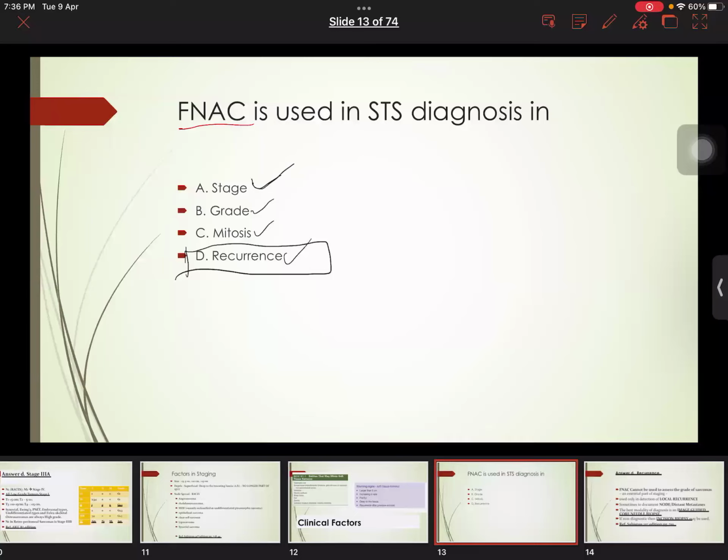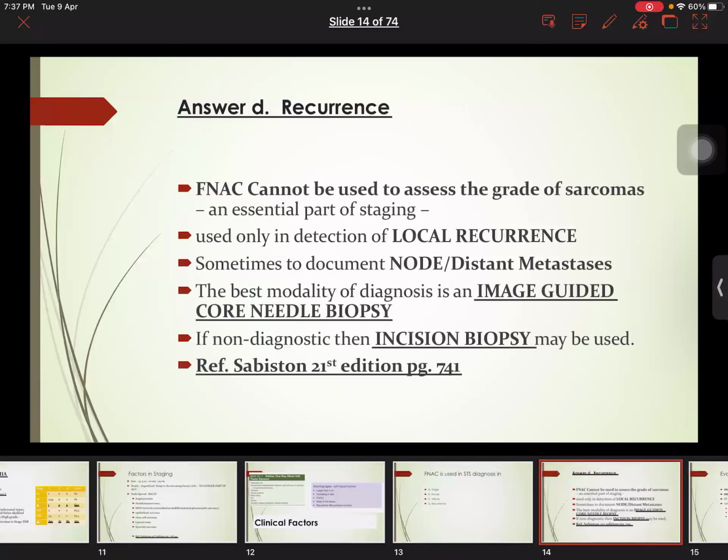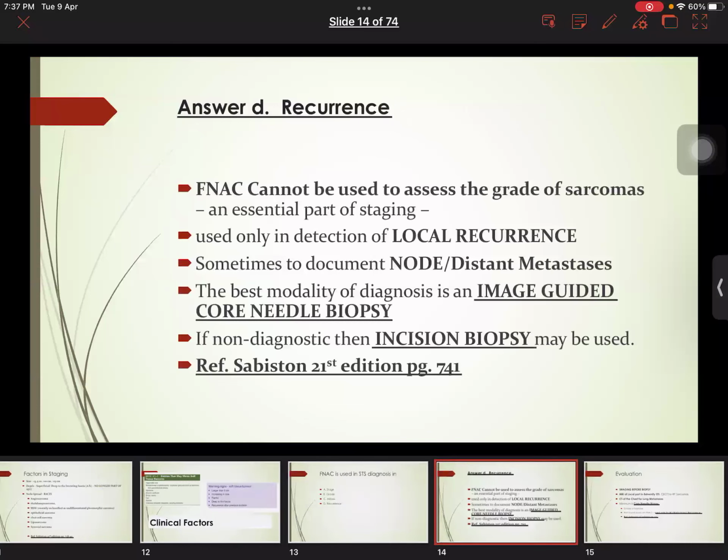Stage usually cannot be identified by an FNAC unless it is in a metastatic setting. Same thing, grade and mitosis are not going to be well differentiated by using an FNAC. So the only option here is going to be a recurrence. It is used only in detection of local recurrence. Sometimes we can find out node and distant metastasis. This is where rarely we can use it to stage, especially when distant spread is there. But otherwise, it is mainly used in terms of local recurrence.